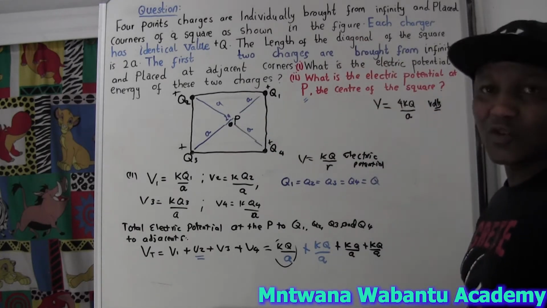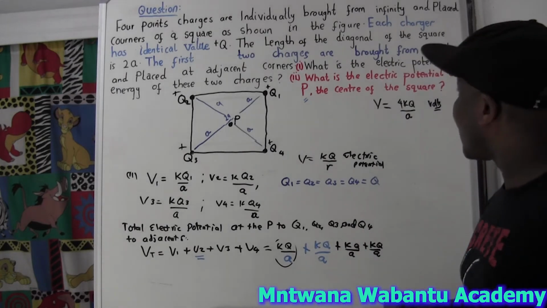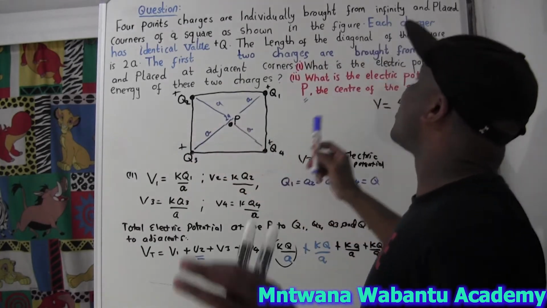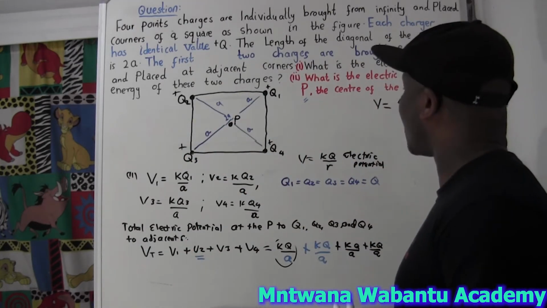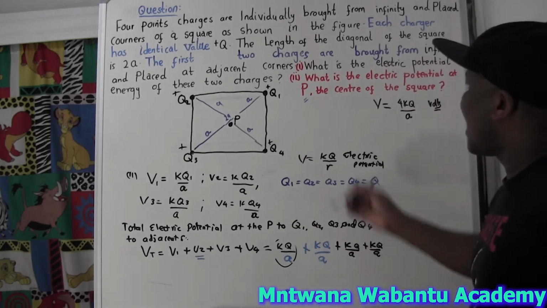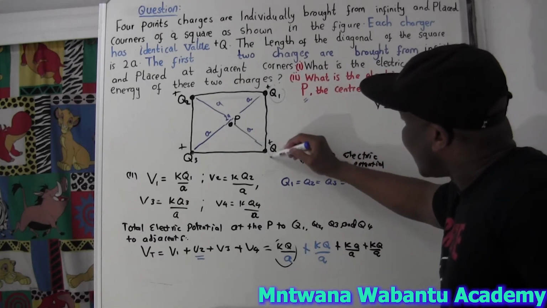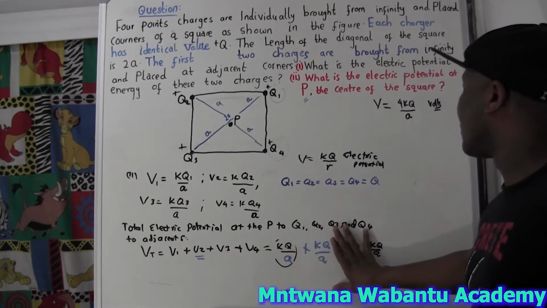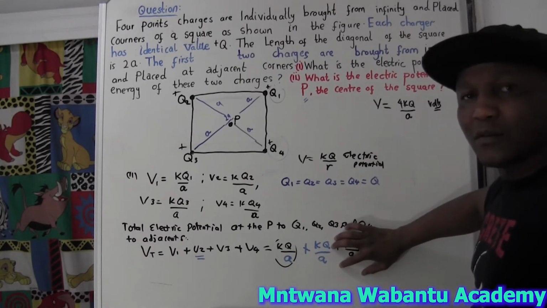So now for the first one, this was the second one, okay? So for the first one, look, what do they want? They say, what is the electric potential energy of the two charges? Oh, potential energy of the two charges. Easy, man. It means now I'm going to be dealing with these two. So I'm going to take only 2, so I don't need 4.